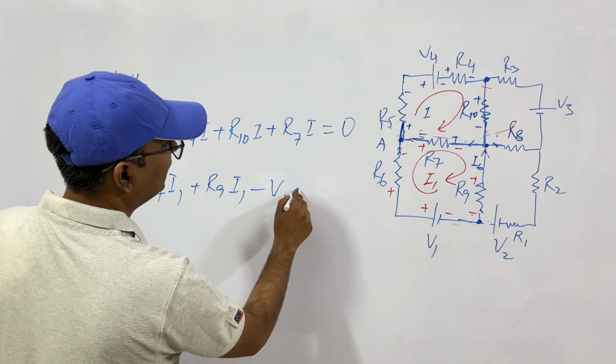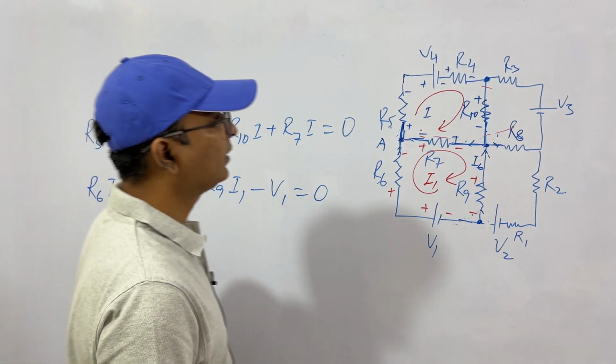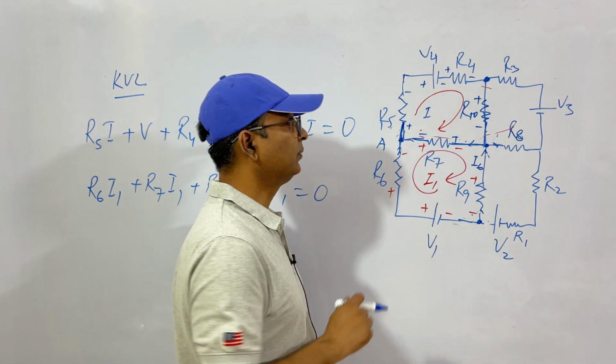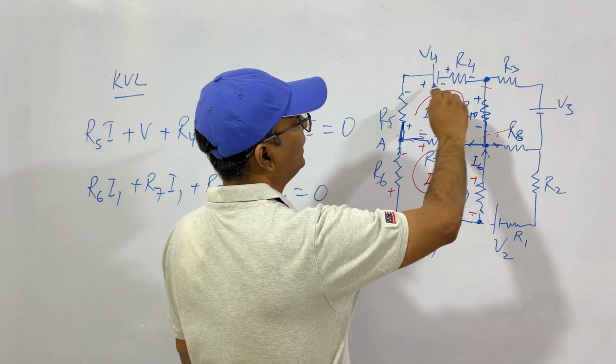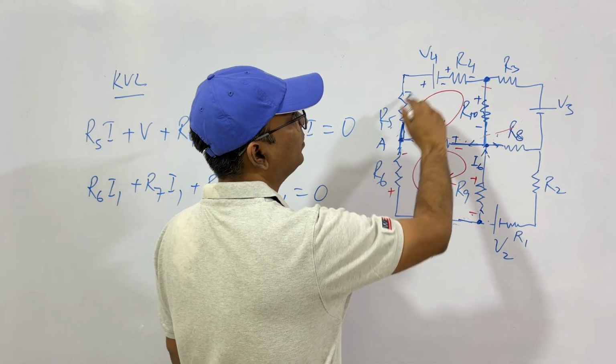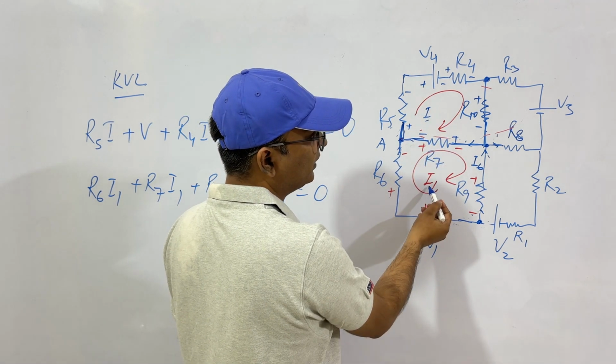So minus V1 is equal to 0. This is Kirchhoff's voltage law. Now, when you are studying this for the first time, you'll think I current is flowing here and I1 current is flowing. Correct. We consider the component of the current because of this loop, that is I. Similarly, the component of the current in this resistor because of this loop is I1.